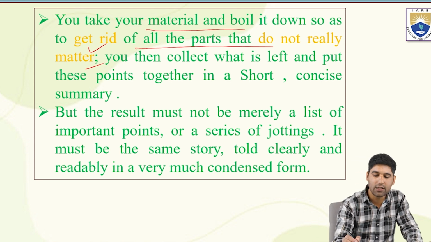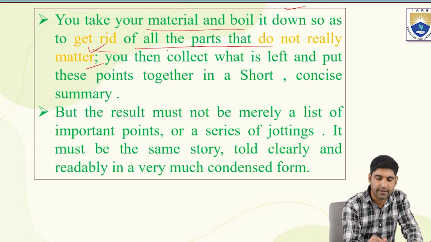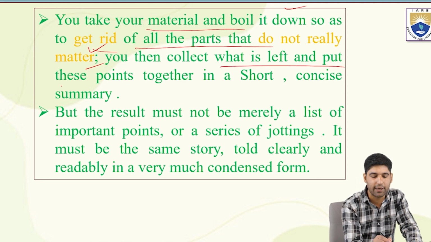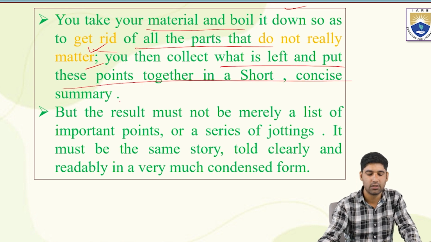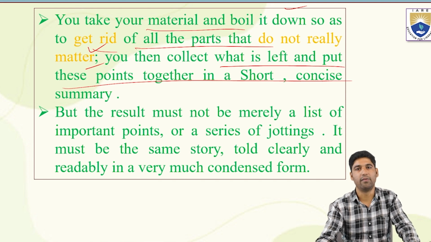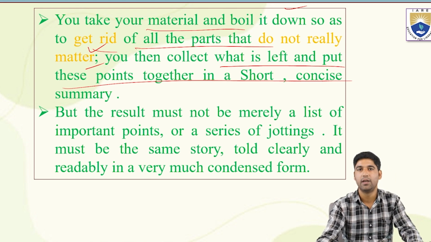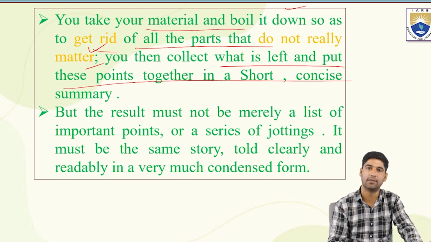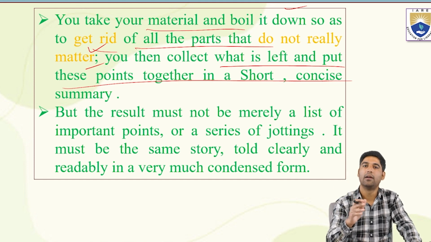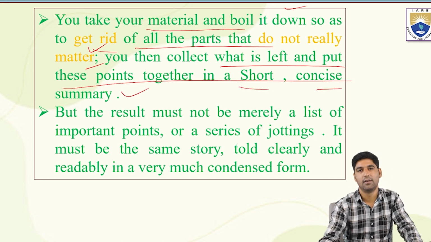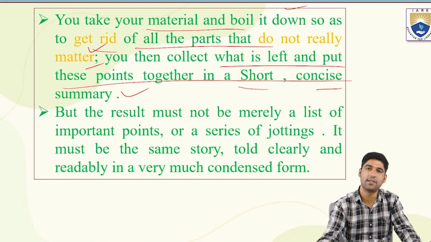So one has to boil down the text so that one can get rid of the parts which do not really matter, which are unnecessary. And you then collect what's left and put these points together in a short, concise summary. When you boil down the text, when you read the text, when you are able to observe the unnecessary details, you are excluding those details, and obviously you are writing a short, concise summary. And when you are doing it successfully, that is precis writing.